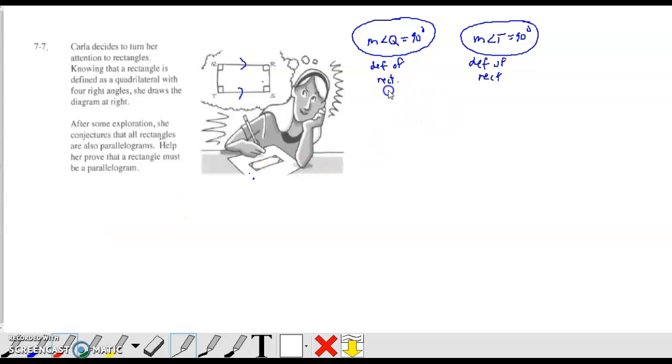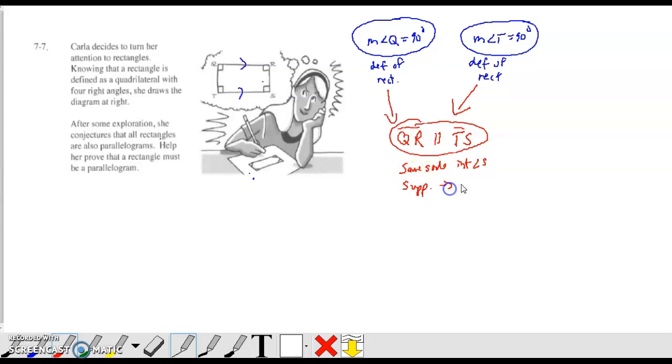Okay, so I get to say from here and here, I'm going to say that QR, so QR right here, is going to be parallel to TS, right? And the reason why we get to say that is that our same side interior angles are supplementary. Therefore, we have parallel lines. Again, we don't need this second part as long as we have this. Okay, so I got one set of parallel lines. So let me put those parallel lines in red. So now I've already used one of those.